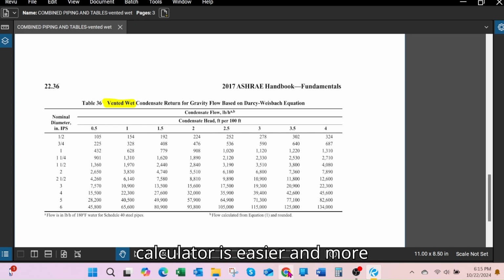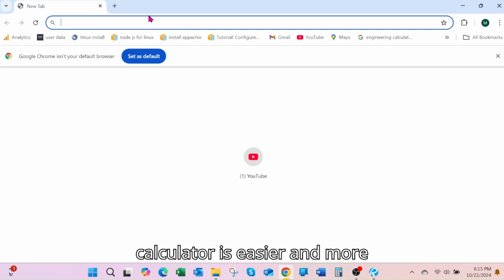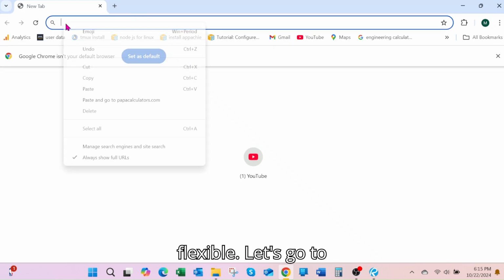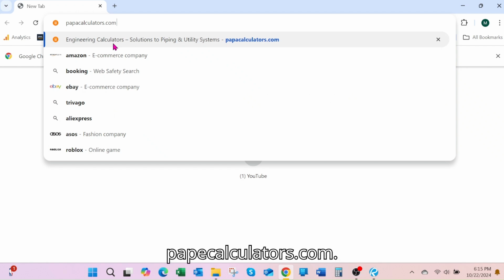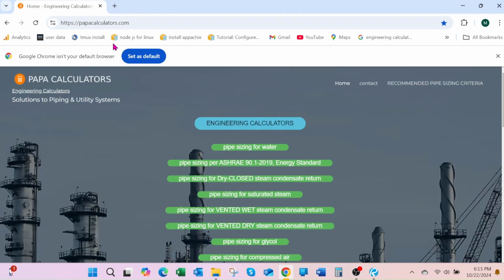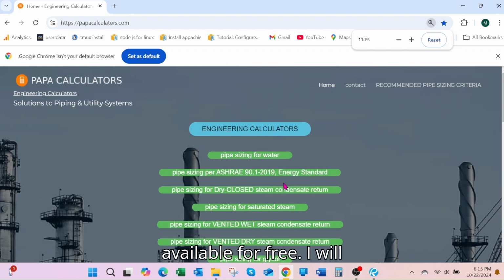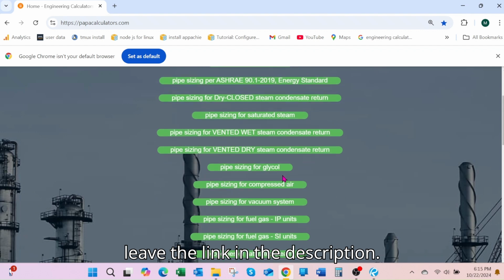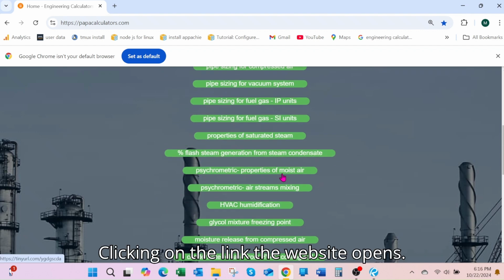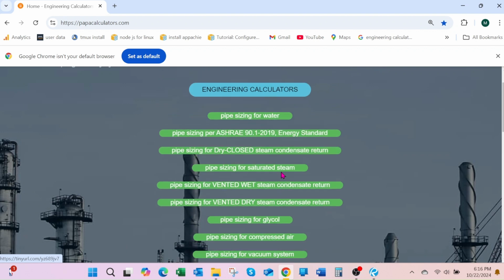Using the online calculator is easier and more flexible. Let's go to Google and search for a website called papecalculators.com. I put together this site and it is available for free. I will leave the link in the description. Clicking on the link, the website opens.